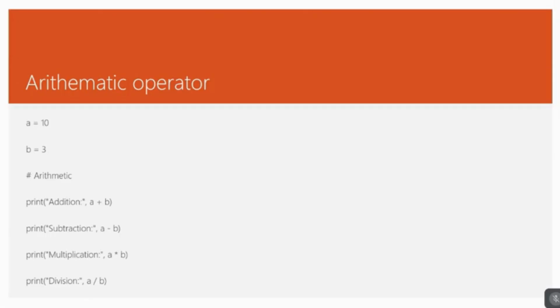In the first case, we consider two variables, a stores 10 and b stores the value 3. Here we perform operations by taking these two values. First, we perform addition. The print function is used to display our message or output in the terminal. So we use the print function. We write "Addition" in double quotes, because we perform the addition operation here.